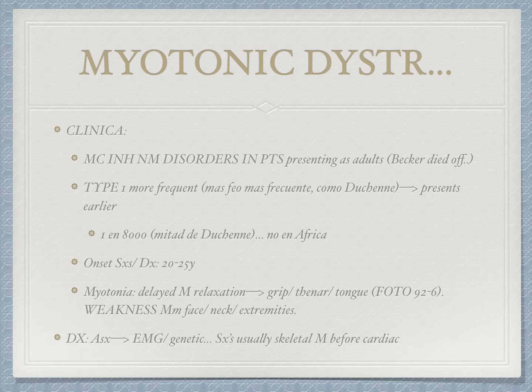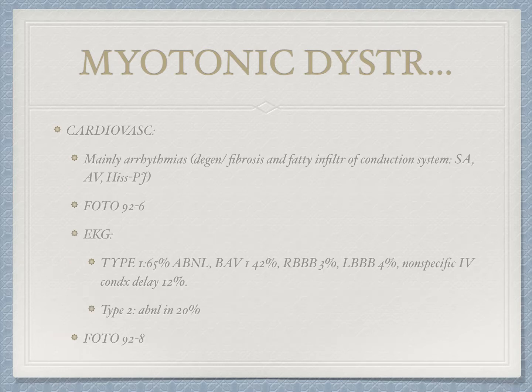Myotonic dystrophy is the most common inherited neuromuscular disorder in patients presenting in adulthood. Why in adulthood? Because Becker and Duchenne patients have usually already died by this time. In general, for the diagnosis in asymptomatic patients, you can do an electromyogram and genetic studies.